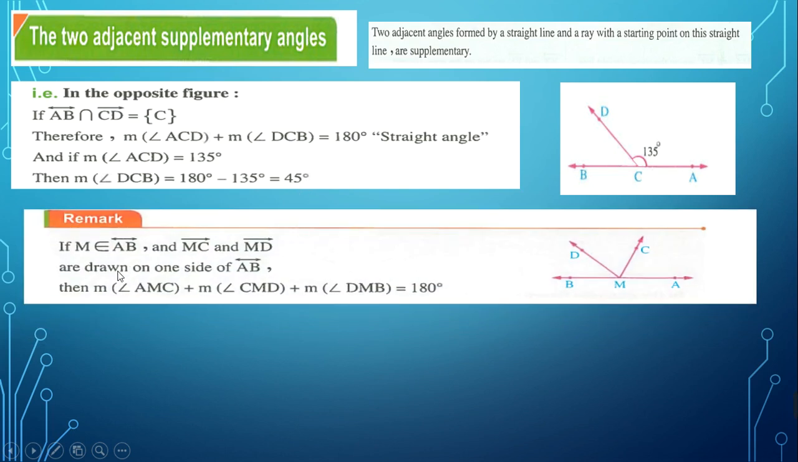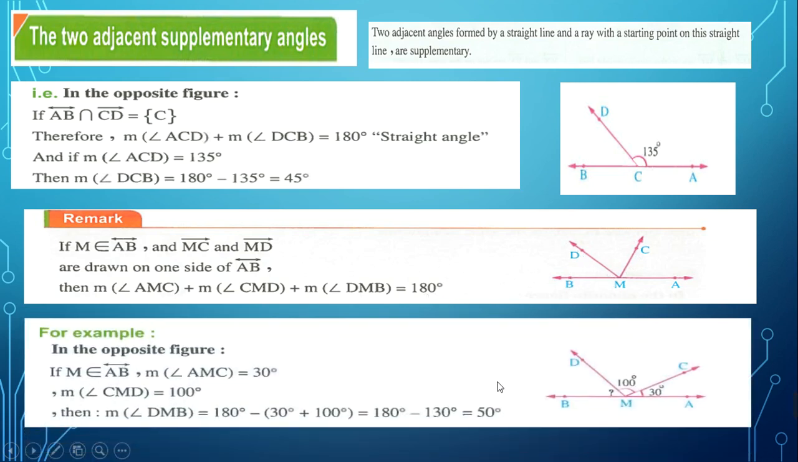Remark. طب لو عندي 3 انجلز، هيكون السم بتاعهم كام؟ هيكون 180. يبقى measure angle AMC plus CMD plus angle DMB equal 180. ناخد example. لو جاب لي AMC equal 30 and CMD equal 100, find the measure of the angle DMB. طيب ما دي كلها 180 صح، يبقى أنا هعمل 180 minus 30 plus 100، 130. 180 minus 130 equal 50. يبقى the measure of angle DMB equal 50 degrees.